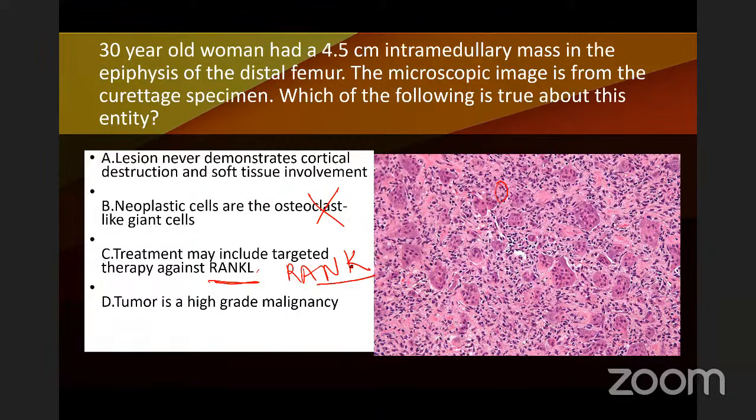So that is true. And this tumor is a benign tumor. It is not a high-grade malignancy. Even though it's a benign tumor, this lesion typically can show you cortical destruction and soft tissue involvement. So that is also seen in this tumor. That should be very, very clear. So the answer is C. So treatment of giant cell tumor basically is therapy against RANKL. And remember, this tumor is also called osteoclastoma, and it arises from the epiphysis.